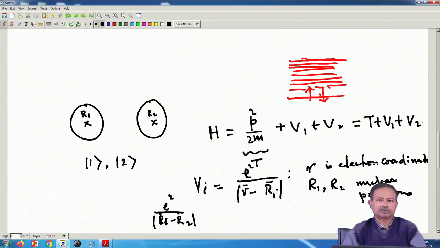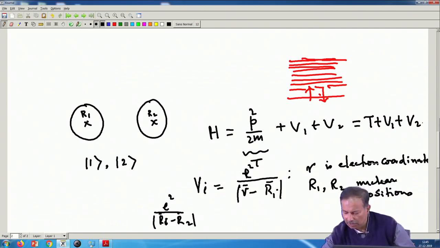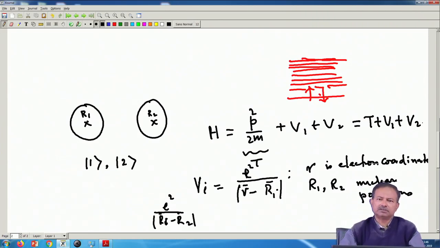This kind of approximation is called the Born-Oppenheimer approximation, and it actually is a fairly good approximation for the first calculations one does.